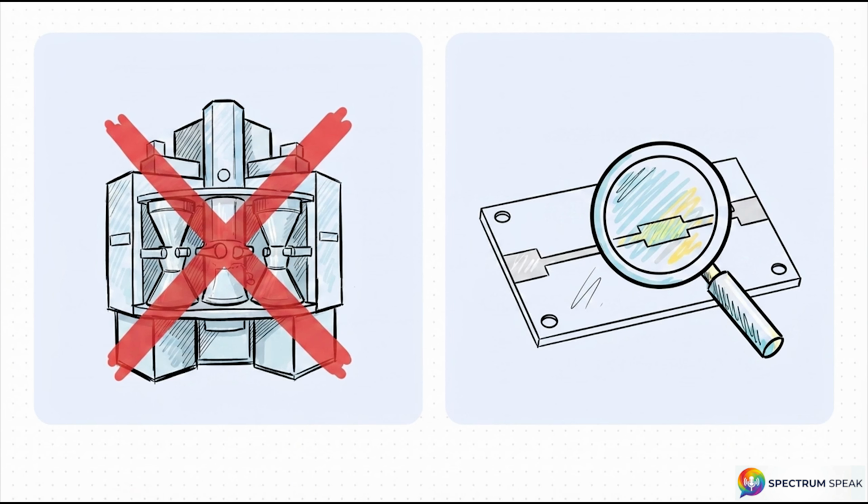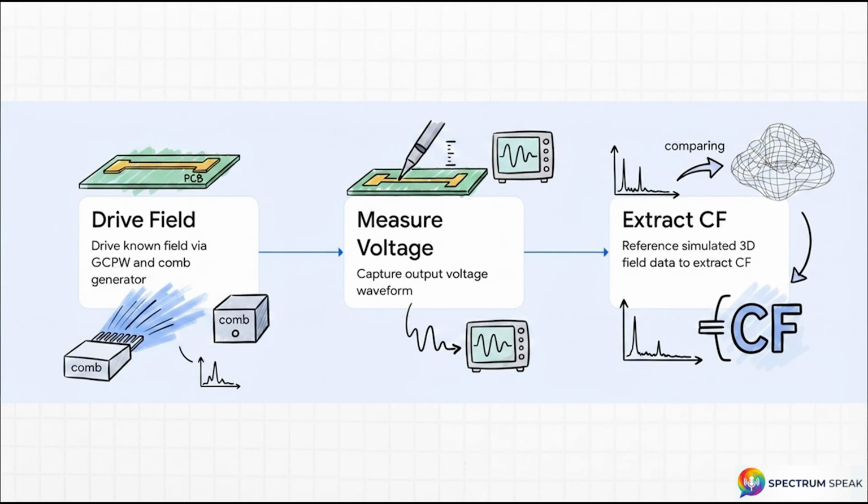The modern practical alternative is the broadband grounded coplanar waveguide, or GCPW microstrip line calibration method. This uses a precisely manufactured trace on a standard circuit board to create a known quasi-TEM field right there on your bench. Let's walk through how this builds into an incredibly efficient methodology.